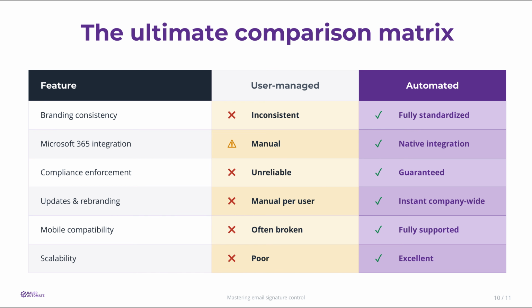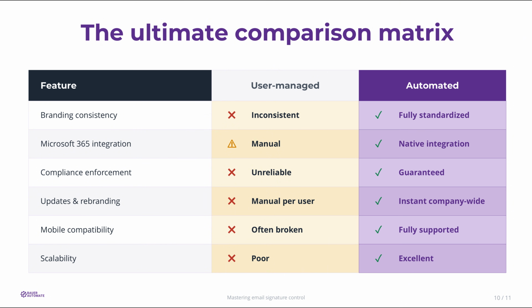Section 6. Is it time to switch? When we put these approaches head-to-head, the contrast is stark. Let's look at the features. For branding, user-managed setups leave you with inconsistent results, whereas automation is perfectly standardized. For Microsoft 365, manual updates are a pain, but automation offers native integration. With compliance, user-managed is totally unreliable, which, again, could cost you fines, but automation guarantees it. Updates, manual versus instant. And for mobile, the broken experience is replaced with a fully supported one. Ultimately, manual management offers incredibly poor scalability, whereas automation is excellent. It makes it abundantly clear why automation is the ultimate winner for consistency and scalability.